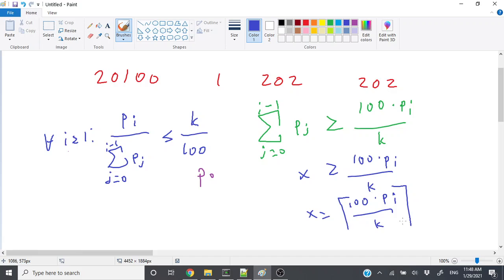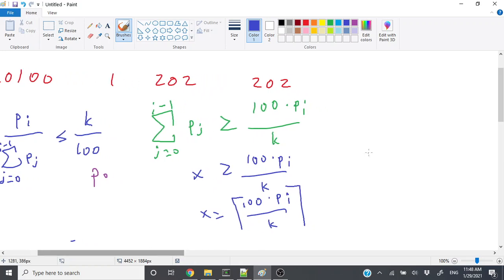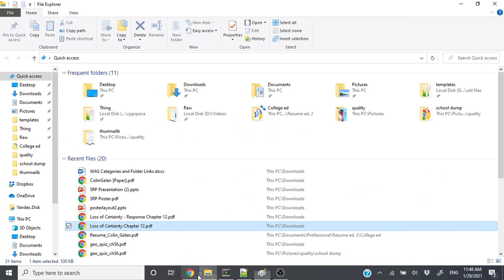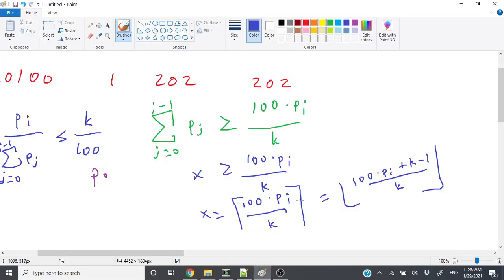So x is the ceiling of this, which is, again, the floor of 100 times pi. I'm only making it the ceiling because everything has to be integers anyway, because you can only increase by discrete values, you can only increase by integers. So yeah, that's the basic idea.